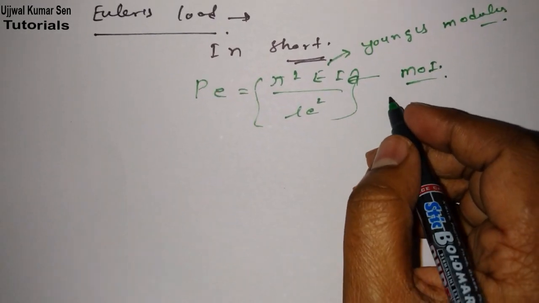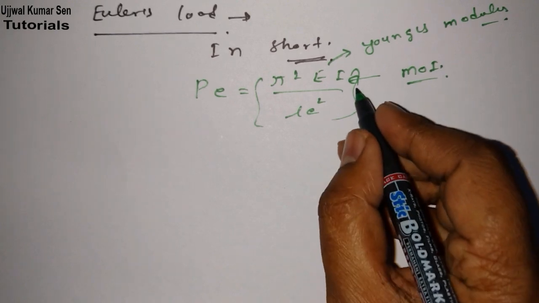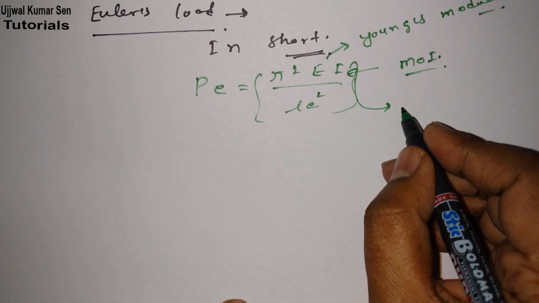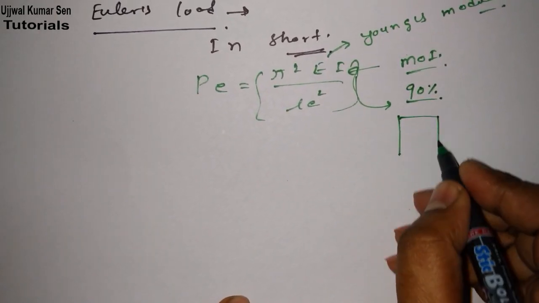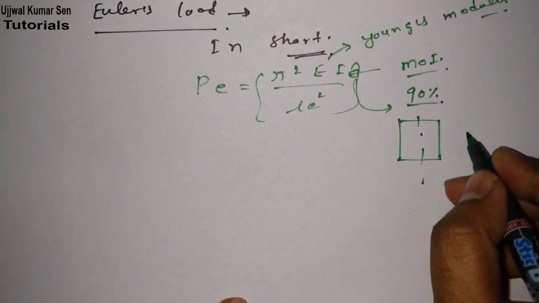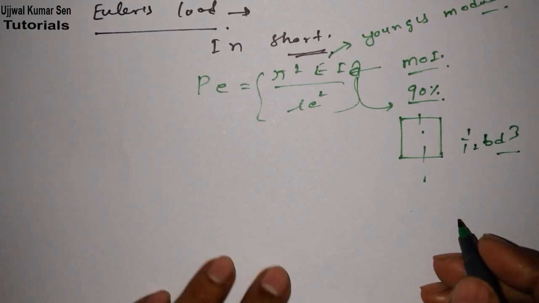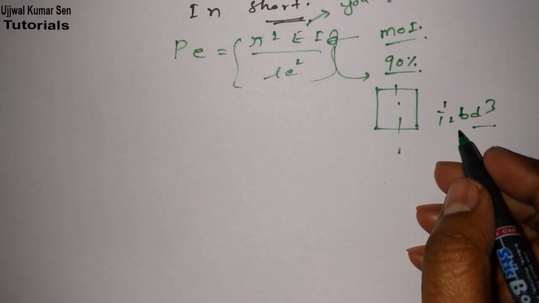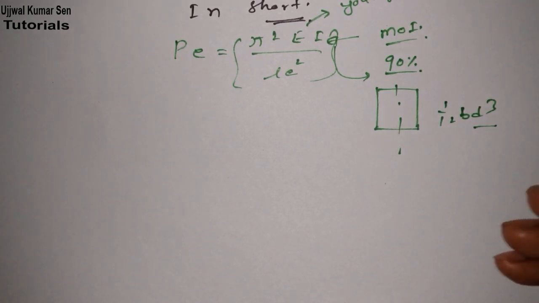What you need to remember in the case of moment of inertia, because there are many formulas, but most of the time in GATE problems, 90% of the time you will get a rectangular shape for finding the moment of inertia, that is 1 by 12 b d cube. And again, don't forget to consider direction, otherwise b and d will change, right?